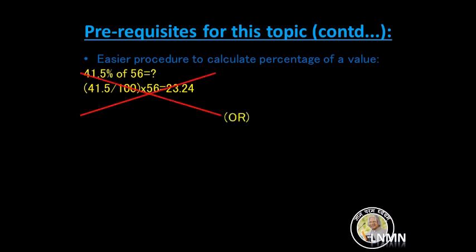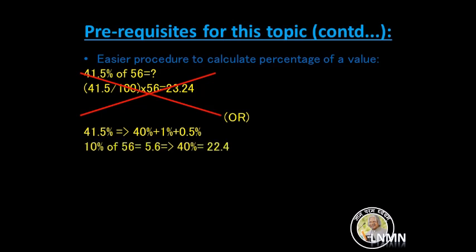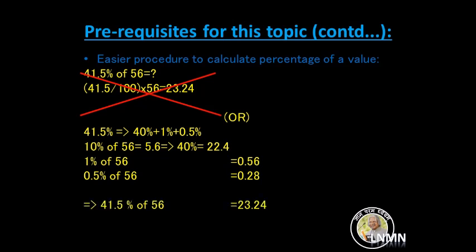So I'm going to give you a simpler procedure where I'm going to split this 41.5% into 40% plus 1% plus 0.5%. I'm going to calculate these percentages of 56 separately. First, 10% of 56 is 5.6. We may tell this without even using any calculator. So automatically 40% will be 5.6 into 4, which is 22.4. Next, 1% of 56 is 0.56. Similarly, 0.5% of 56 is 0.28. Add up all these, we will get 41.5% of 56, that is 23.24.